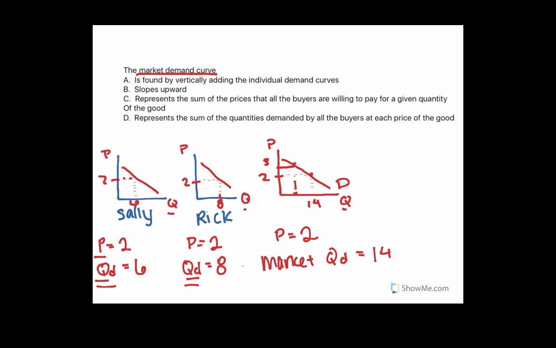So it's not A. B, slopes upward. Well, very simply, no. The law of demand states that we're going to have a negative sloping demand curve. C represents the sum of all prices that all the buyers are willing to pay for a given quantity of the good. Once again, what did we sum to get this 14? We added quantities, not prices. So that leaves us with D. The market demand curve represents the sum of quantities demanded by all the buyers at each price of the good.